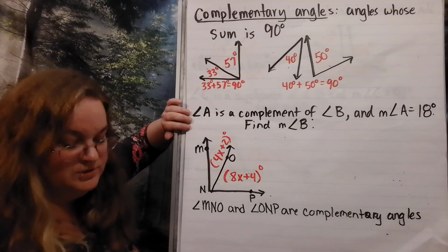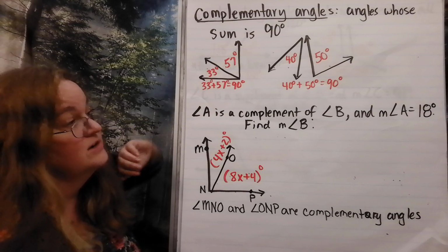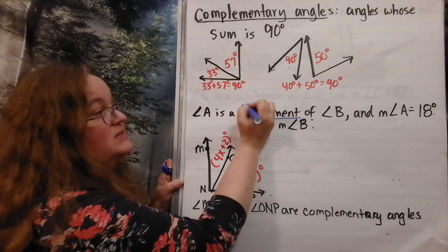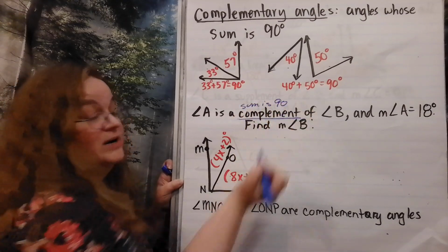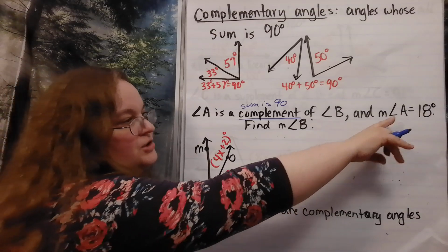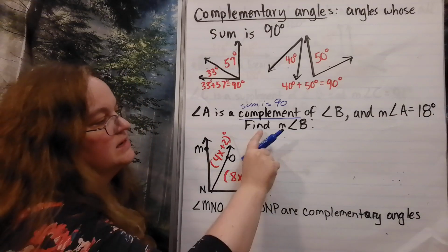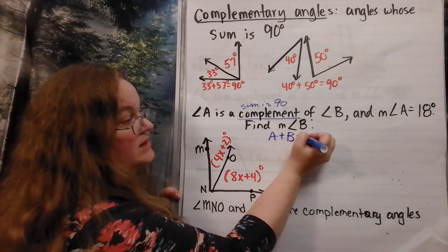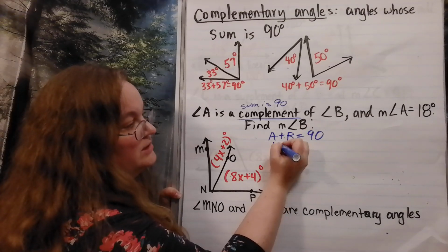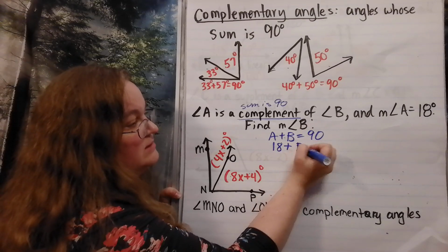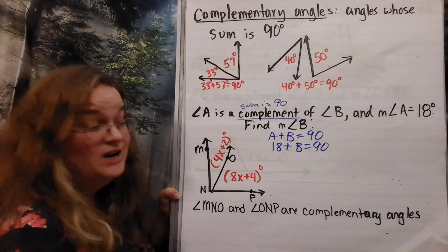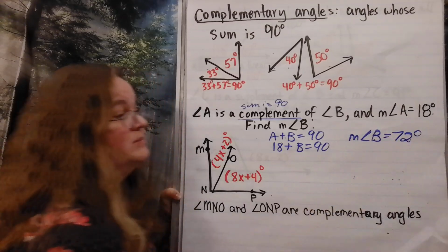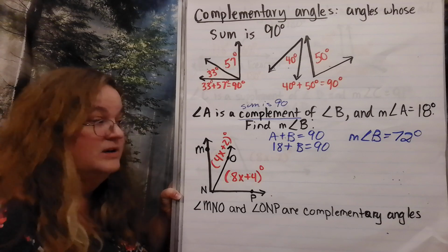Some of the problem types you'll get are something like, angle A is a complement of angle B. That word complement tells you that the sum is 90. So you have to be able to recognize that. The measure of angle A is 18 degrees, and then find the measure of angle B. Well, we know that A plus B has to equal 90. So 18 plus B equals 90. When you do that subtraction, the measure of angle B has to be 72 degrees because 72 plus 18 is going to be 90.